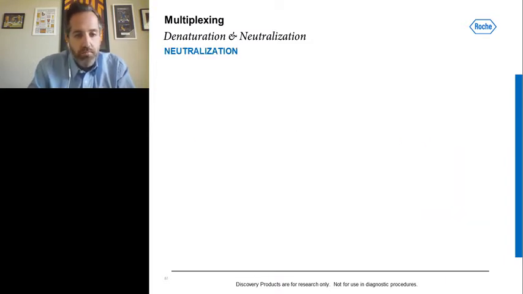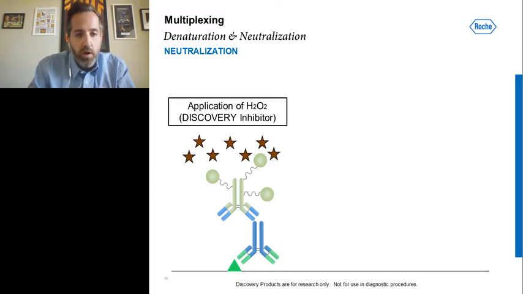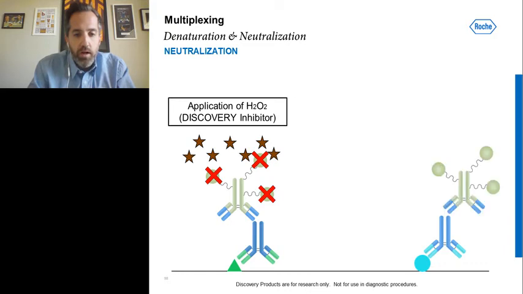With neutralization, again, we come in with our primary, our HRP conjugated secondary, we apply our chromogen, and then we apply H2O2 or discovery inhibitor. And this is going to deactivate any remaining HRPs within the tissue. So that when we come in with our second primary antibody, our secondary conjugated to HRP, again, we're just going to be left with two discrete signals.